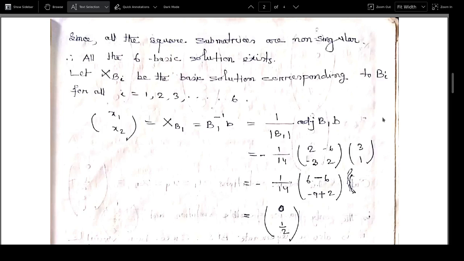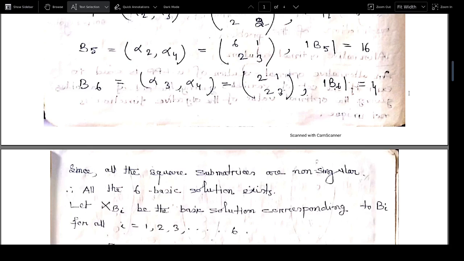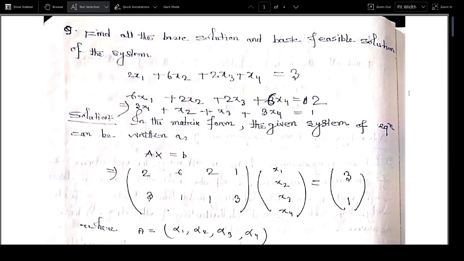Possible solution of the system. The equations are given: 2x1 + 6x2 + 2x3 + x4 = 3, and 6x1 + 2x2 + x3 + 6x4 = 2. And then I have written taking 2 common on both sides. So you will not take both sides common. You keep it in this way: 6x1 + 2x2 + 2x3 + 6x4 = 2.